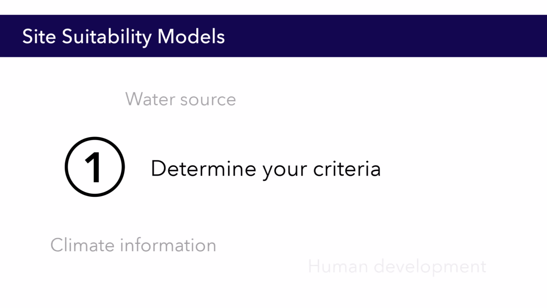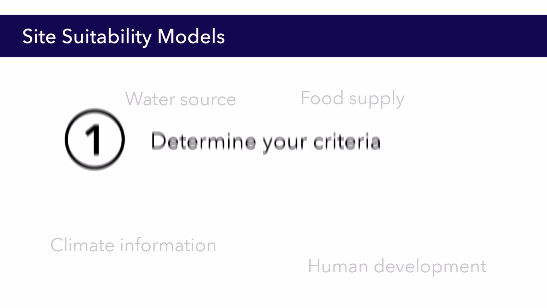The first step in any site suitability analysis is to carefully consider the complete set of criteria needed to perform the analysis. Can you think of any other criteria that you might want to include when assessing the suitability of land or the ocean for conservation?